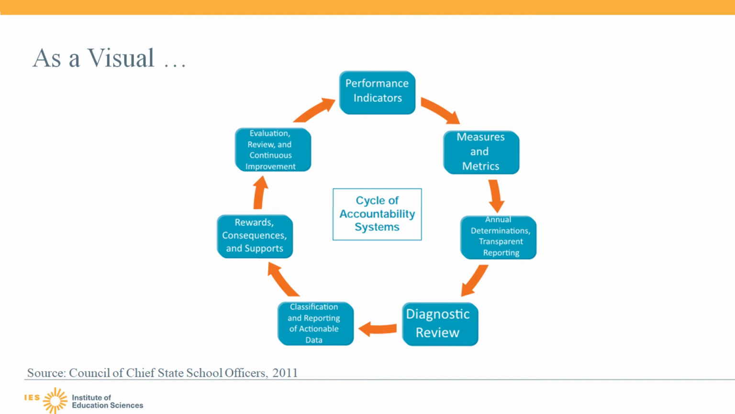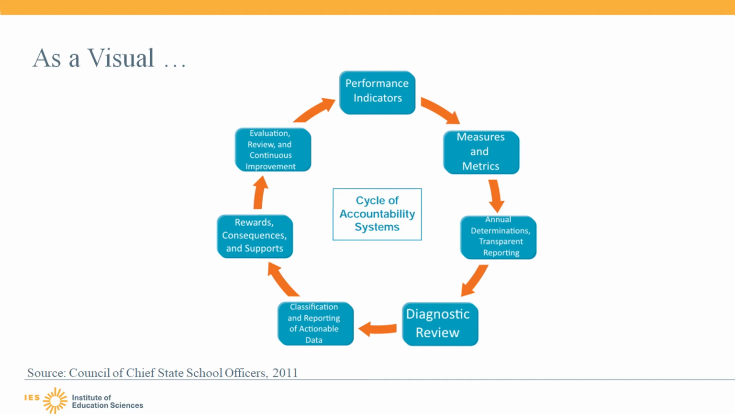Again, this is from CCSSO back in 2011, and it's still just as strong. I'll start at 12 o'clock there at the top. We have indicators of performance. That is the conceptual things that we want to see performance on. And then there's a process of, well, what do we have to measure that? So an example of a performance indicator might be strength in English language arts, and the measure or metric might be proficiency on a content assessment.